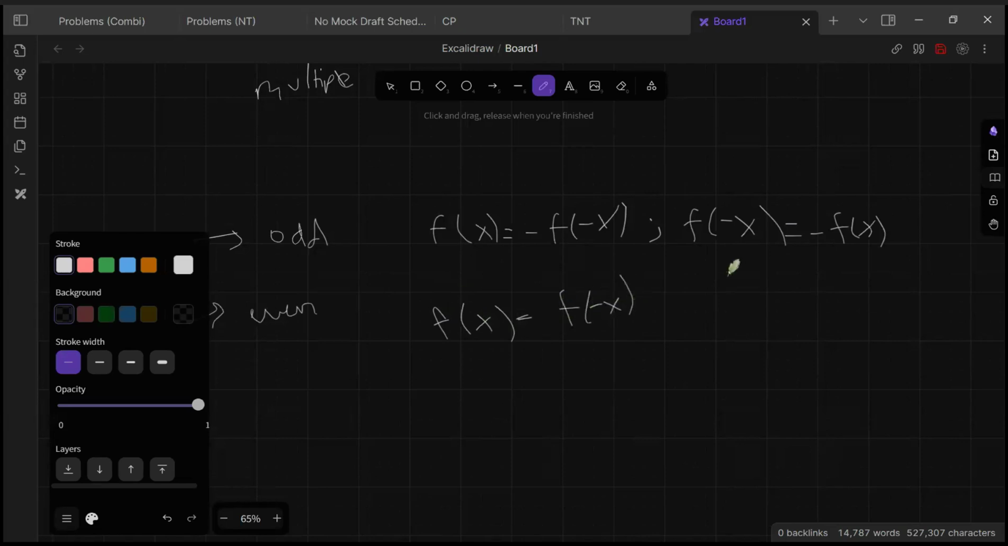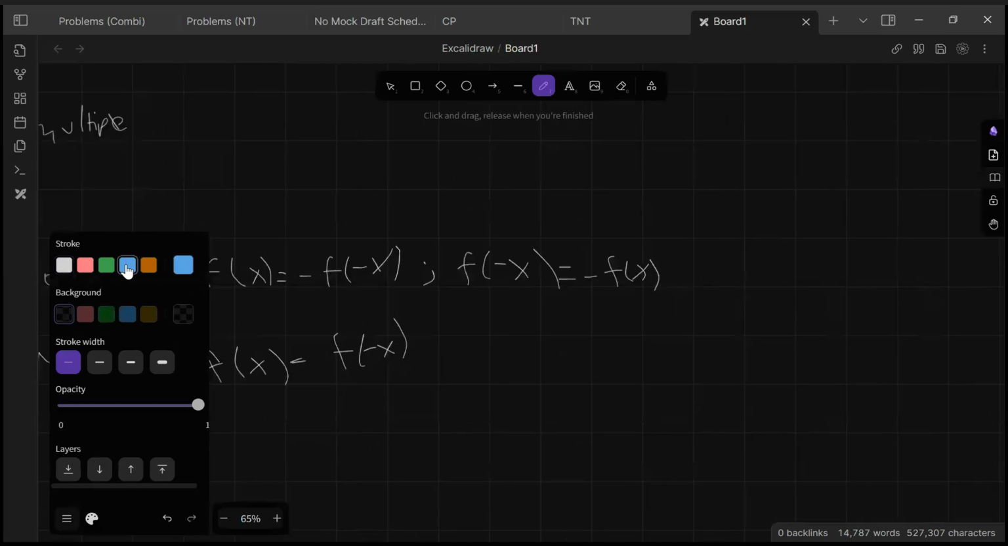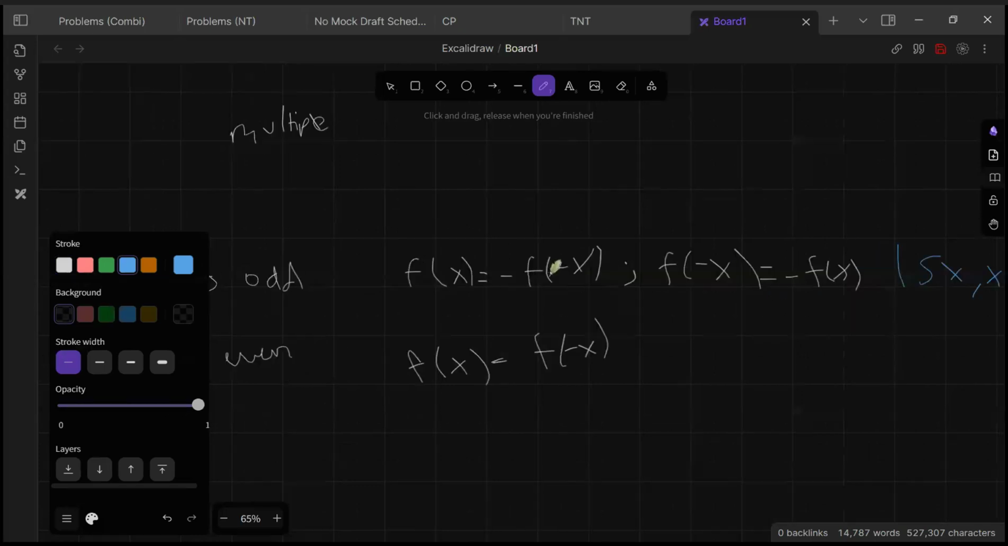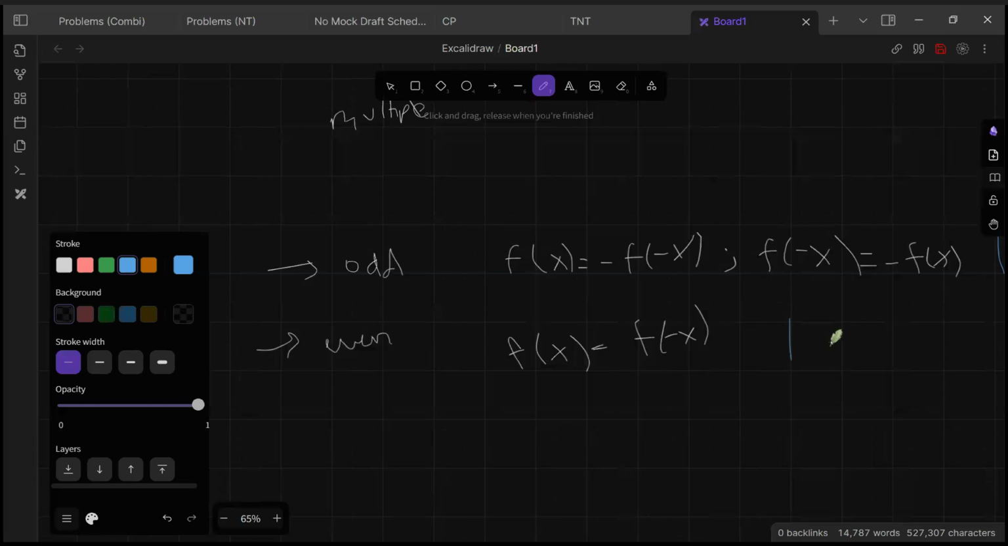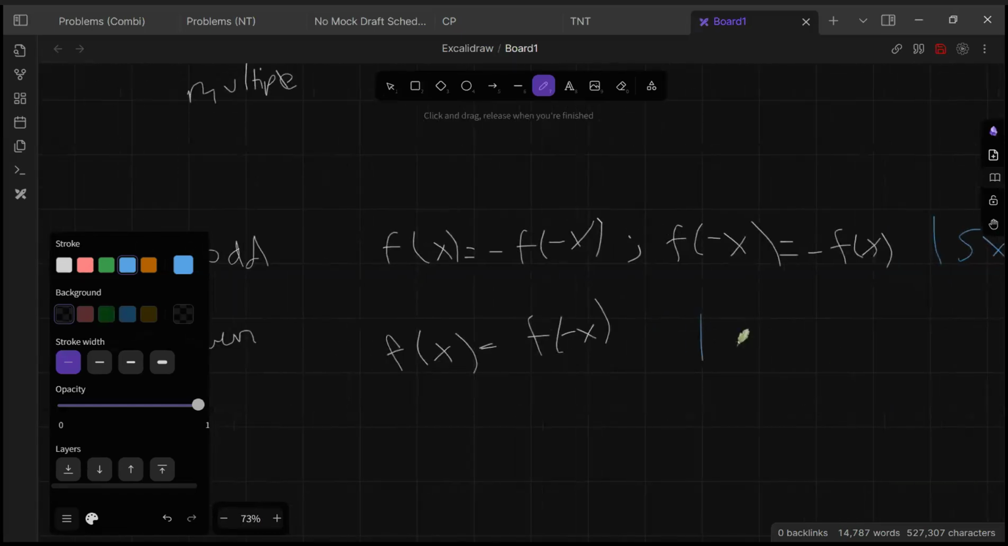Can someone give me an example of an odd function? Okay, I'll give an example of an odd function: like 5x or x or 2x, whatever. A lot of functions are odd. What is an example of an even function? Cos x. X squared.